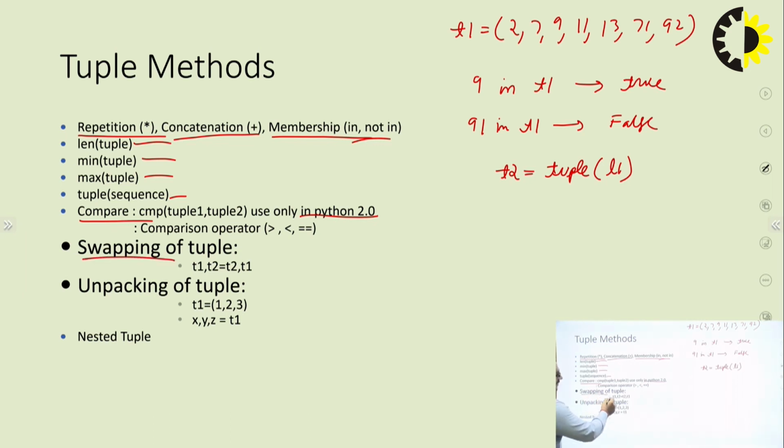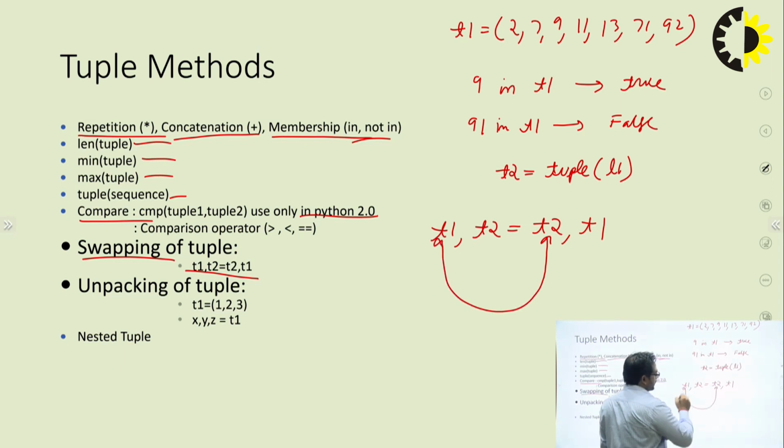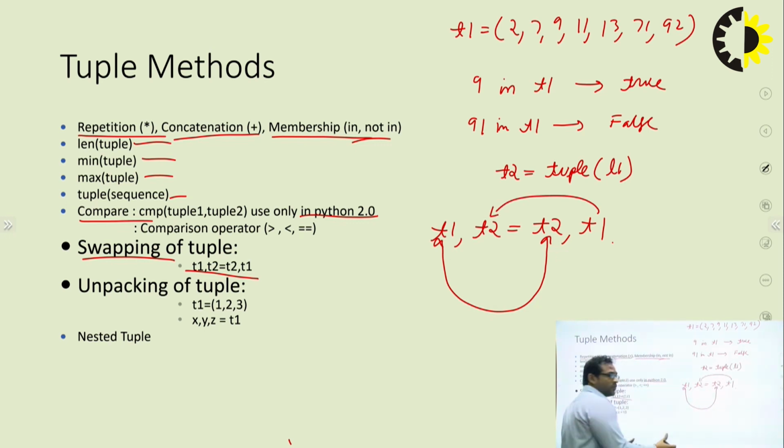For swapping, you can simply write T1, T2. Like T1 comma T2, if there are two variables whose values you want to swap, write T2 comma T1. What will happen? The first value from the right-hand side is put into T1, and the second value is stored into the second variable on the left-hand side. This is the way you can swap in a single line.